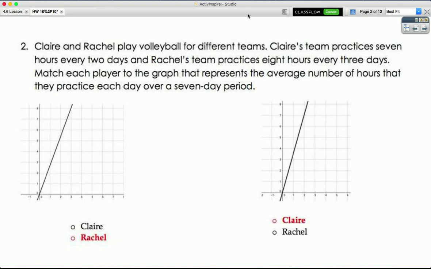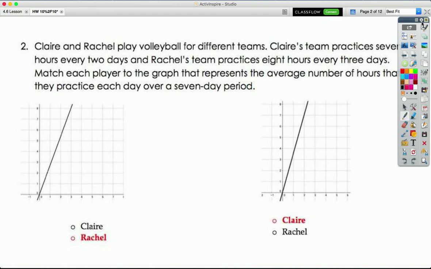every 3 days. So if I were to think about that in terms of rate of change of slope, we've got Claire practicing 7 hours every 2 days. That's for Claire. And then Rachel practicing 8 hours every 3 days. And so if we were to actually try to convert that to over 1, we can see these do not go evenly. So Claire, 7 divided by 2 is telling me that it's approximately 3.5 every 1 day.